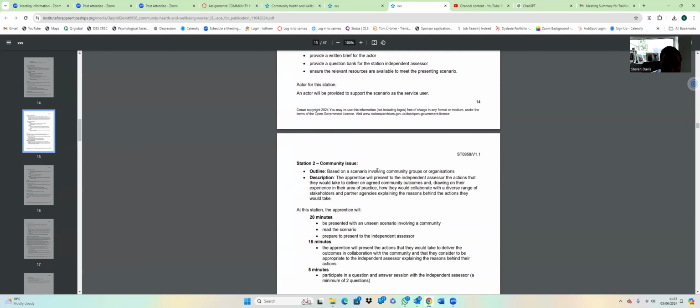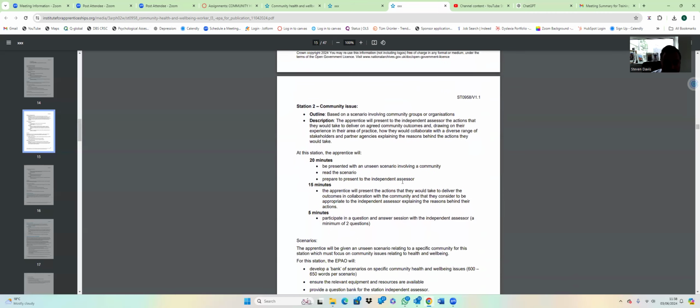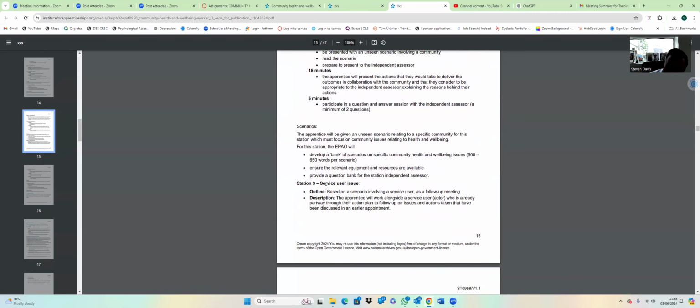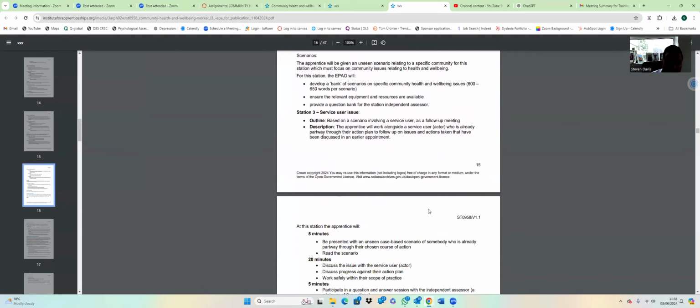Scenario 2 looks at an activity using community or groups. The apprentice will be presented with something around a community outcome, and drawing on their experiences, they can say how they would collaborate with a diverse range of stakeholders, that's a different range of people, to help promote that organisation. And then the last one there is based on a scenario involving a service user as a follow-up meeting. So working alongside an actor, they'll look at a pathway through to action plans.